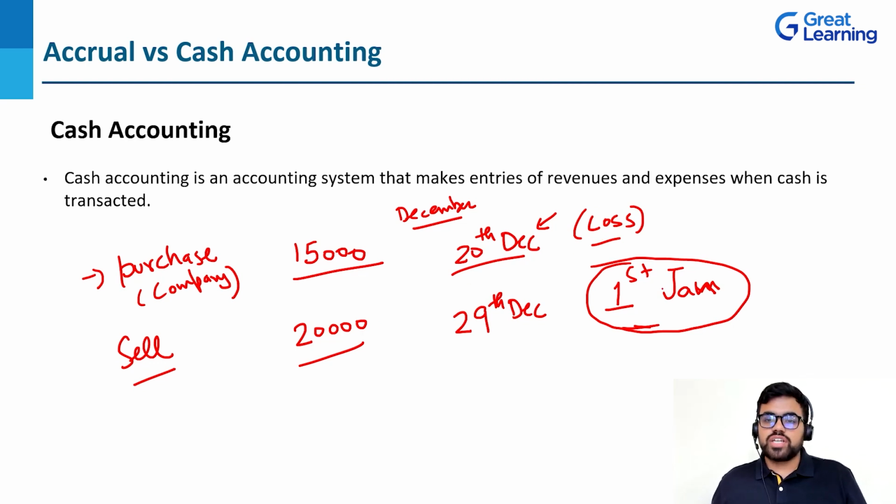Similarly, in the case of the January account, since the entry is made in January, it would show me a profit of 20,000. Now, this is not a correct picture of the financial health of a company, as it appears in two different months for a particular time in history. So it is giving me an unrealistic example of how things are going.